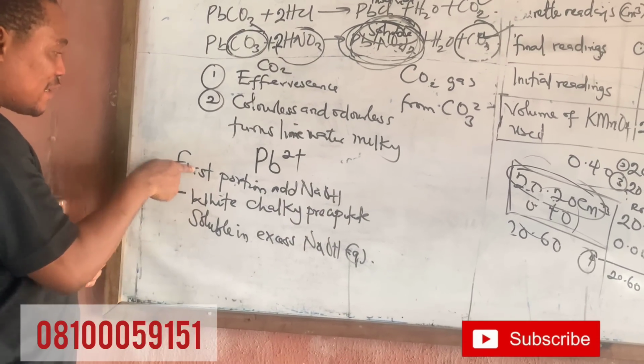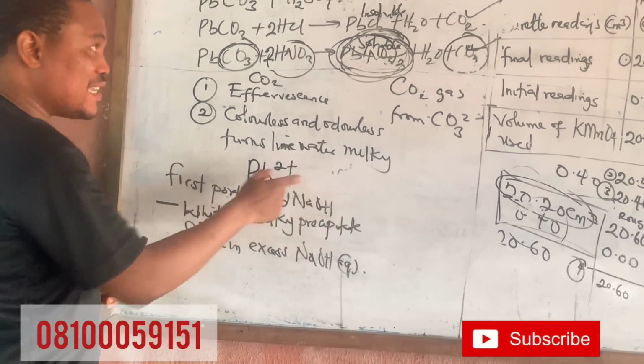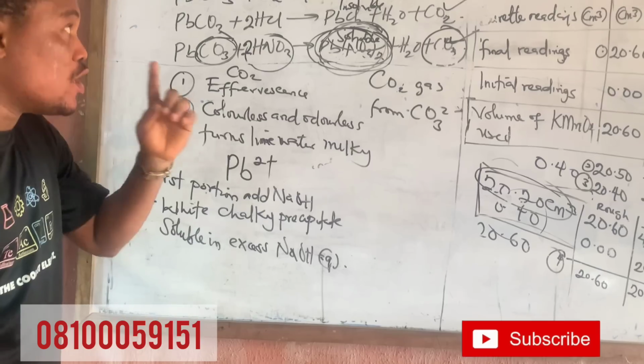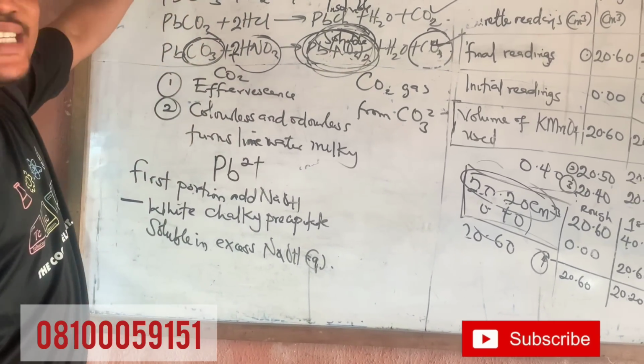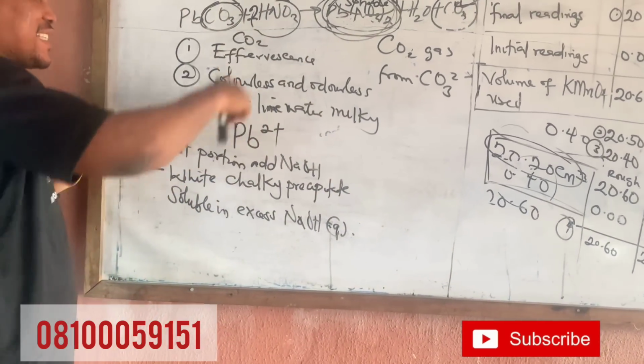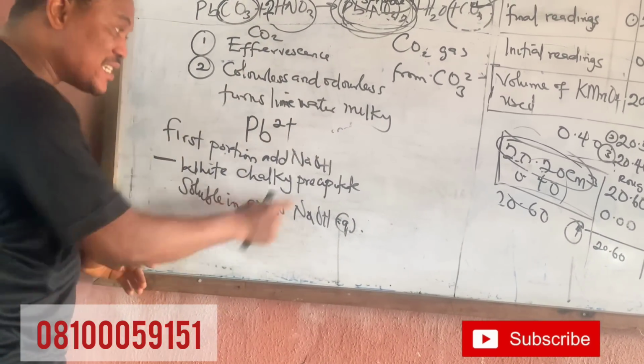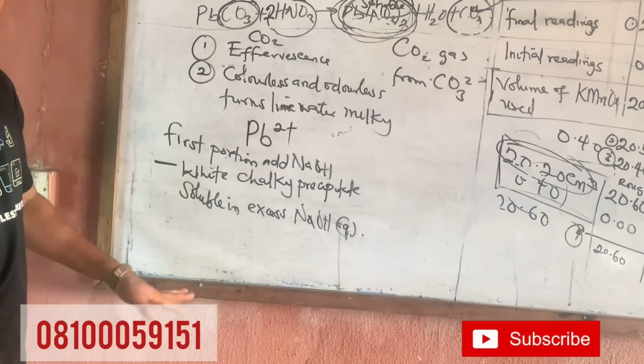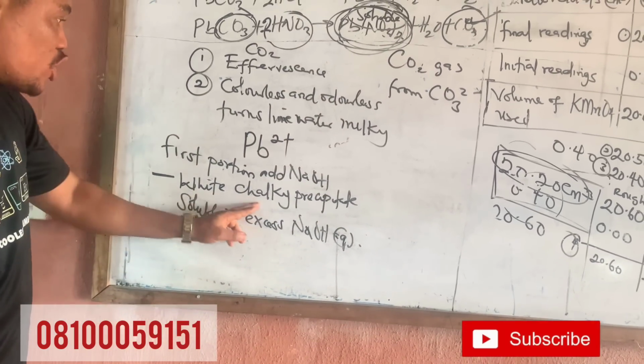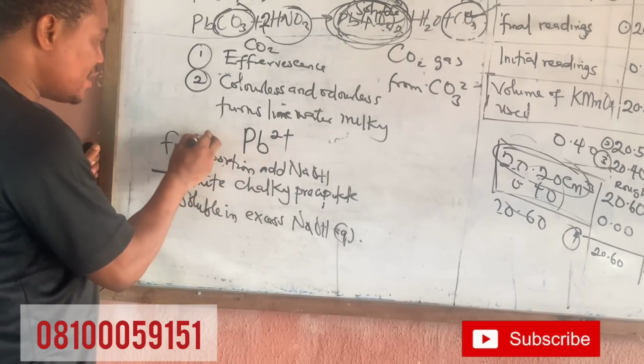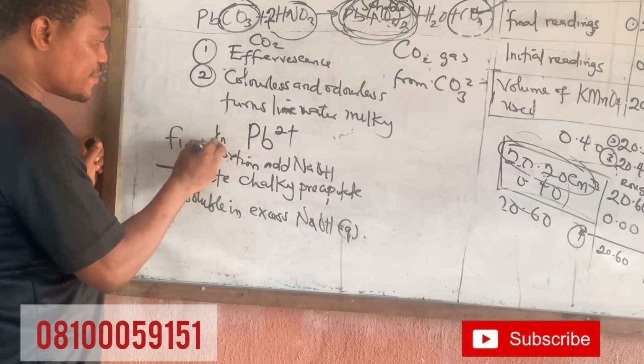So when we add the first portion, we add this. Now look at it to understand. We are working with the residue. So on that day, if I see the residue, and they ask me to add sodium hydroxide, this is what will be formed, it's sure. So that's a white chalky precipitate. So this will be the observation.